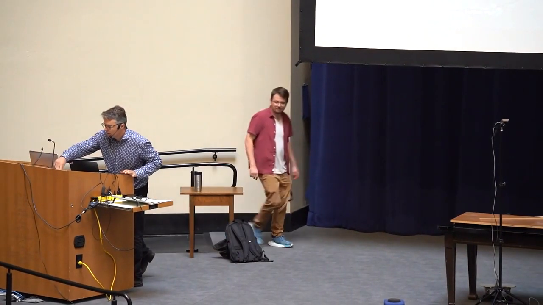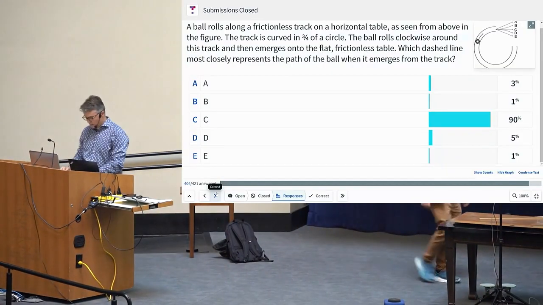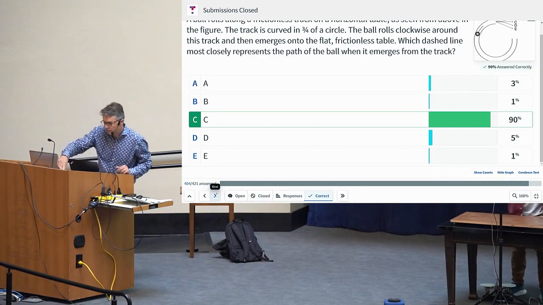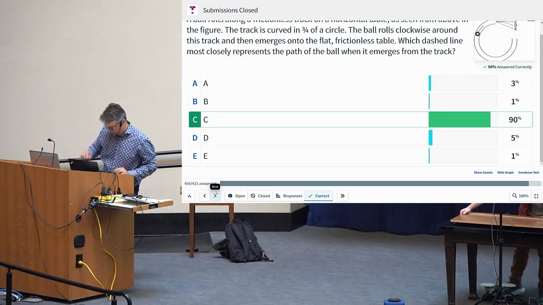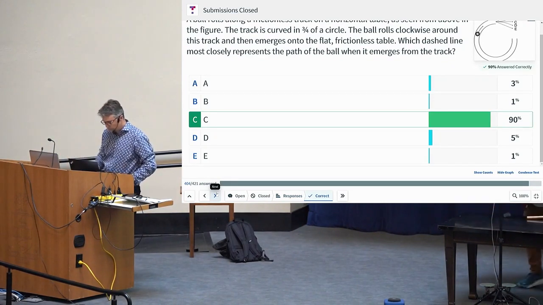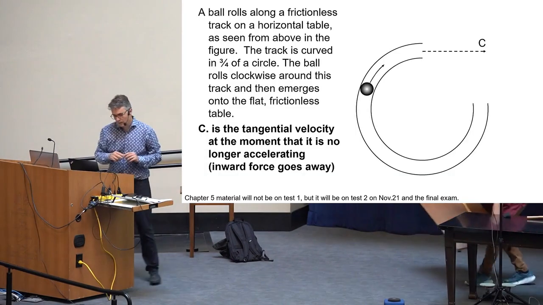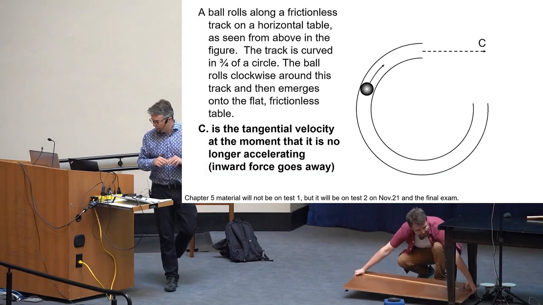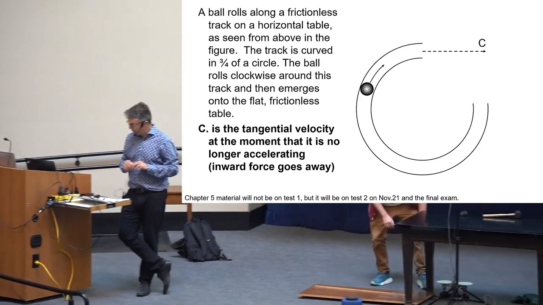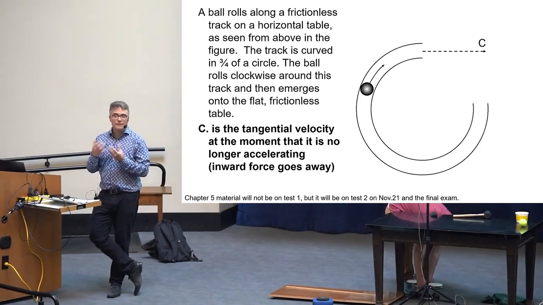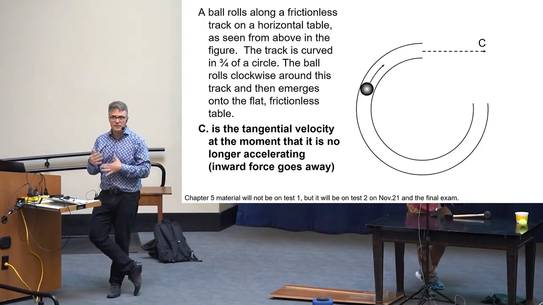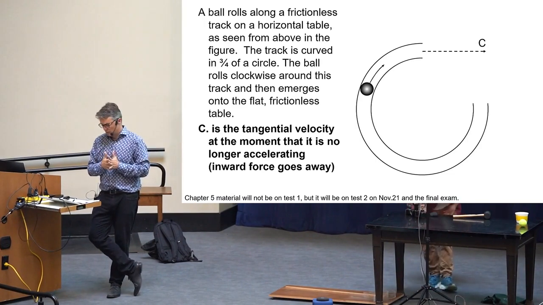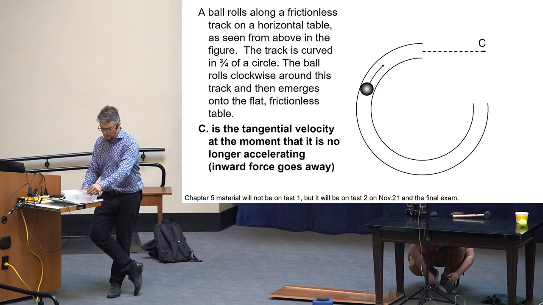Seem good? Basically, C is the tangential velocity at the moment that the force goes away, and so it stops accelerating. There's no horizontal net force anymore.